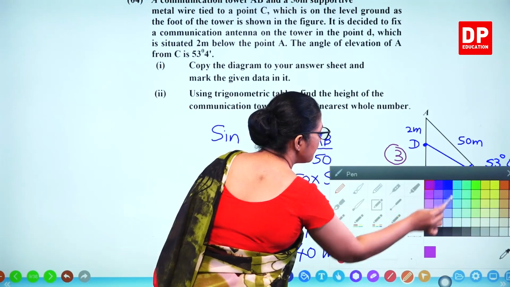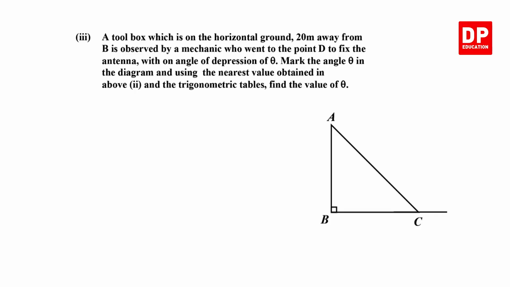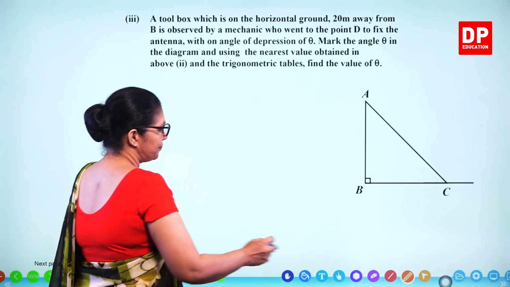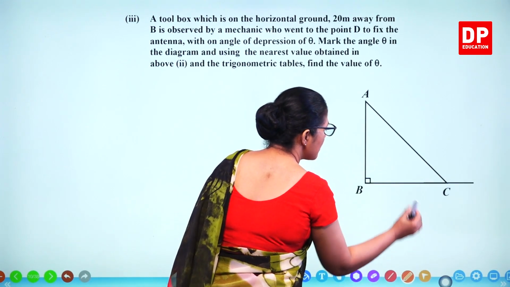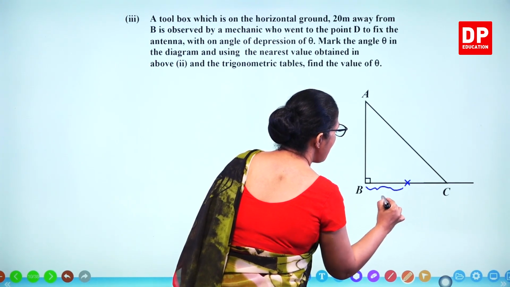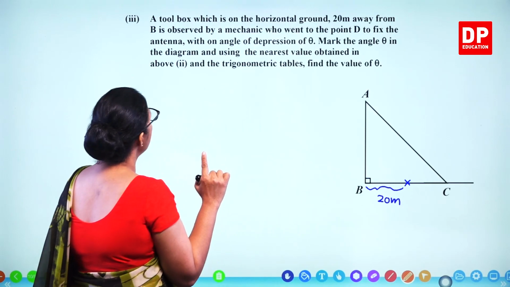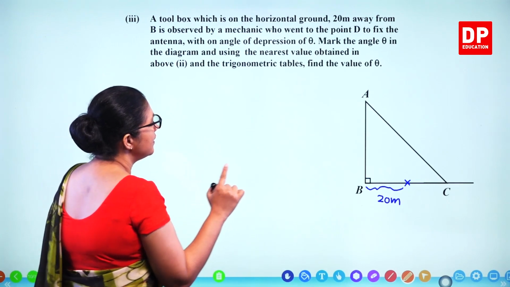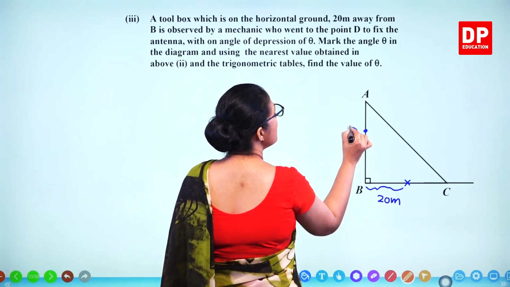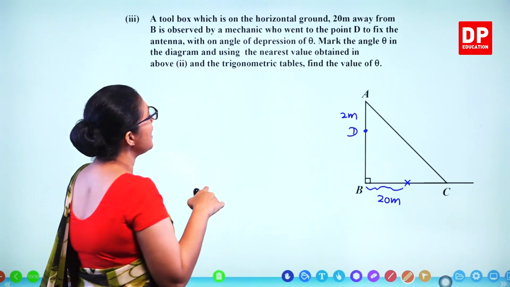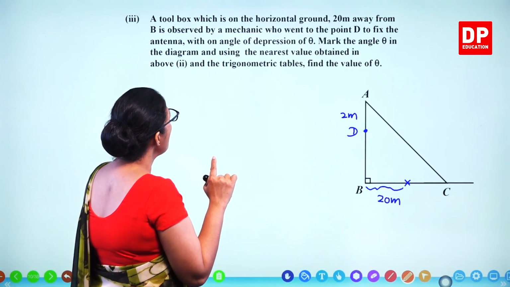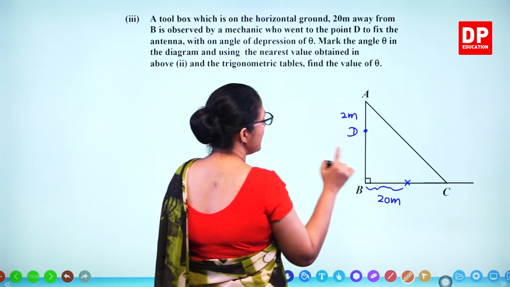Let's do the next part. Third part: a toolbox which is on the horizontal ground 20 meters away from B. So we'll say this is the toolbox. This is 20 meters away from B, is observed by a mechanic who went to the point D. So we've earlier mentioned D is 2 meters below A, to fix the antenna with an angle of depression of theta.